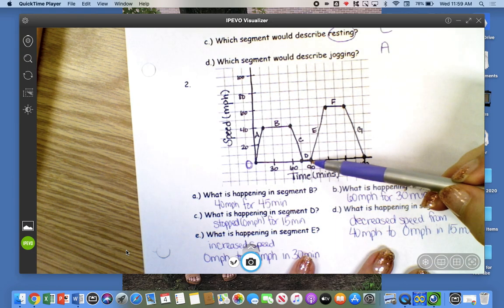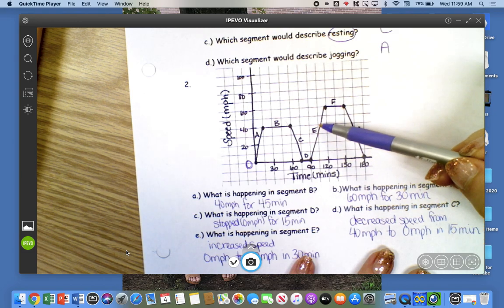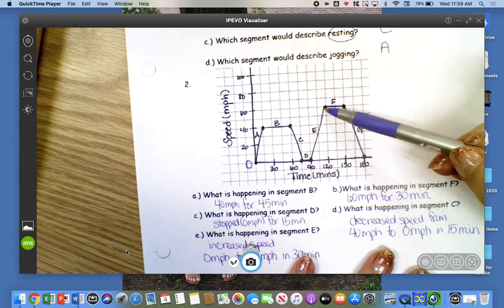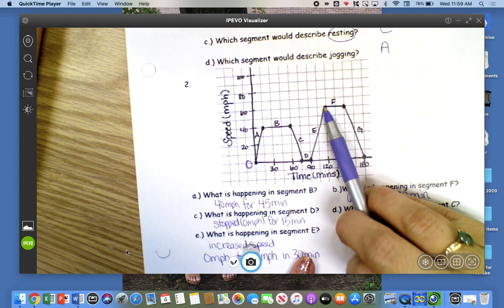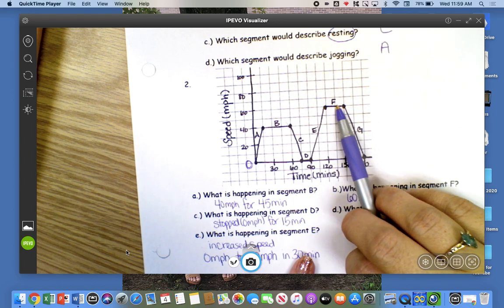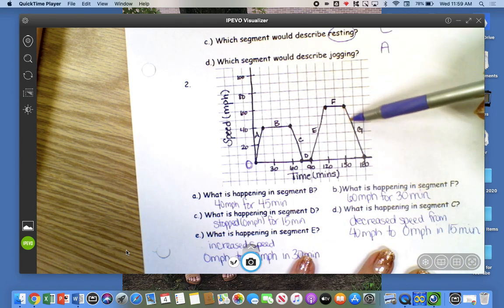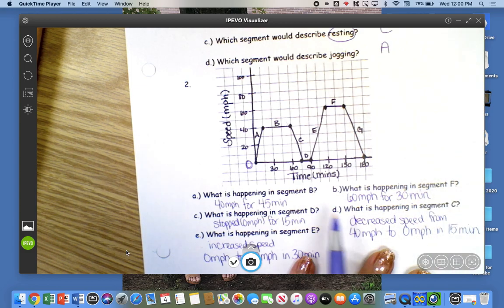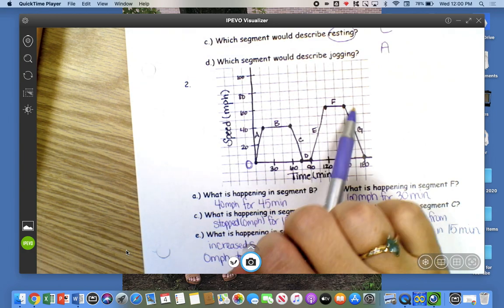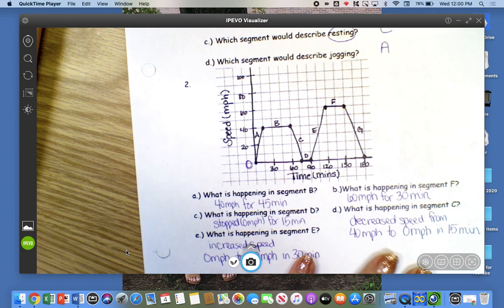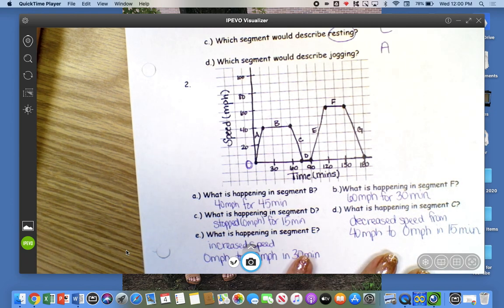And then we get back on the road, we increase our speed again, we go up to 60 this time, our speed limit must have gotten a little better. And then we hit that cruise control again for a little bit, and then we know our journey's coming to an end, and so we slow down. And so this is telling us the fastest we traveled was 60 miles an hour on this trip. Now the trip was 180 minutes, or 3 hours, depending on how you want to evaluate that.